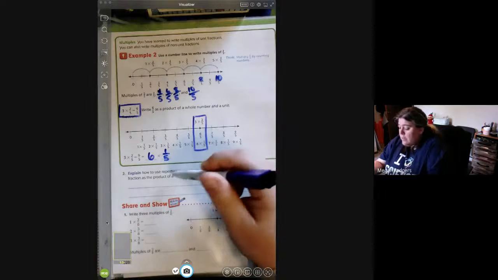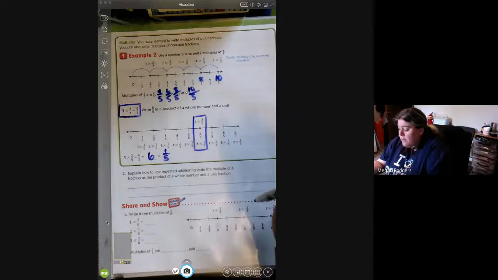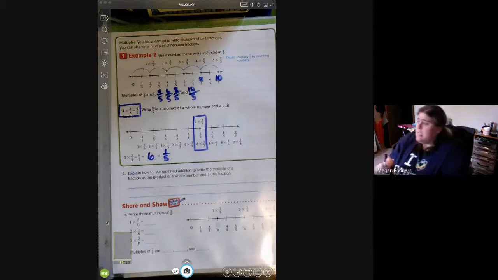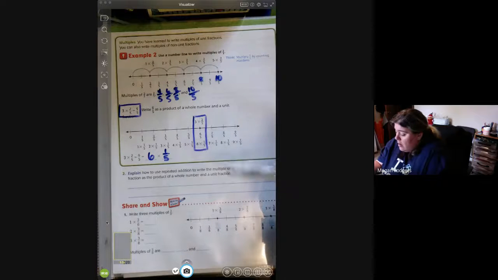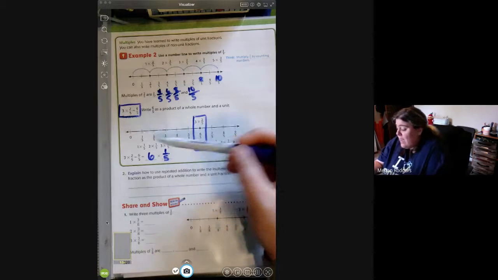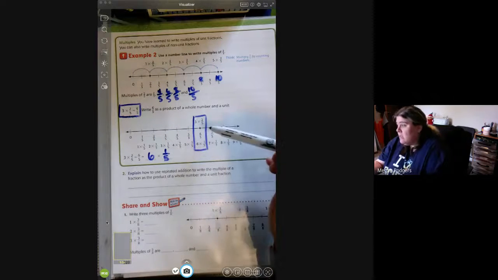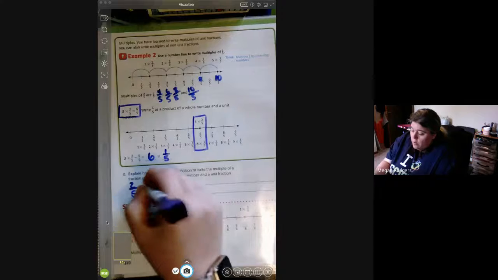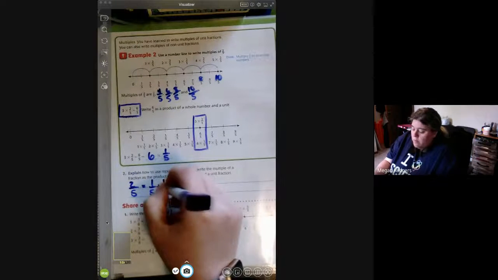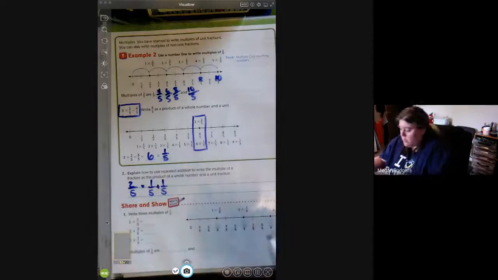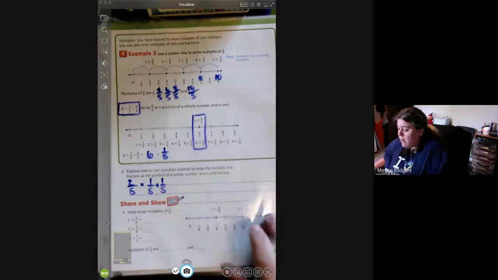So explain how to use repeated addition to write the multiple of a fraction as the product of a whole number in a unit fraction. Essentially, what they want you to do there is just to say, essentially what we just did here, that if we have 3 2/5, we know each 2/5 is a 1/5 plus 1/5. And if I have a whole bunch of them, then I have a whole bunch more of 1/5 plus 1/5. I think you'll get the idea on that. I'm not going to harp on that too much.